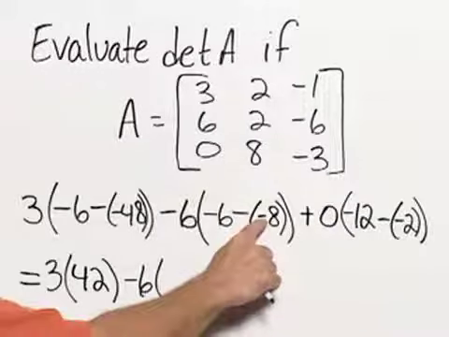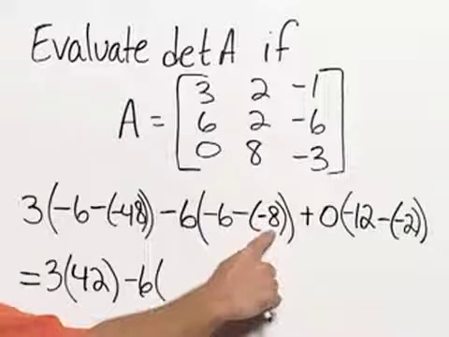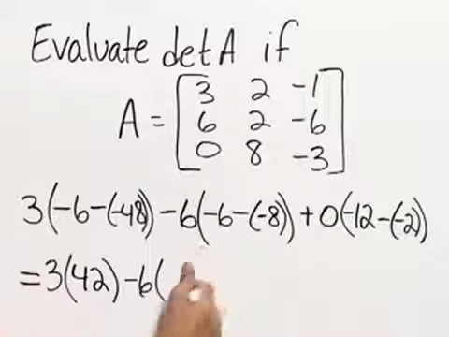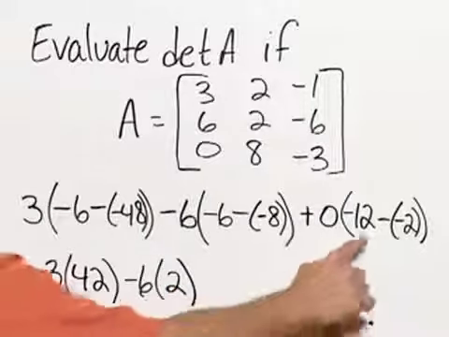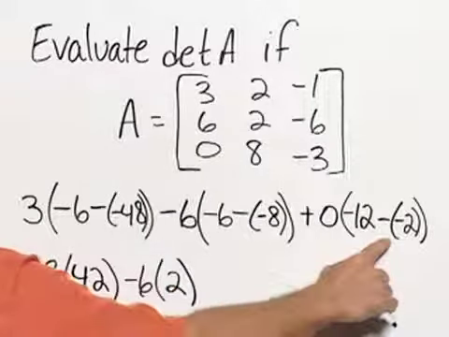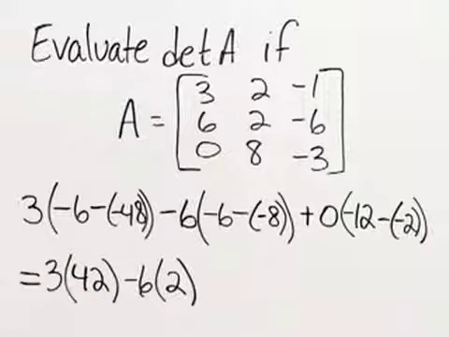Again, subtracting a negative is the same as adding a positive. So we have negative 6 plus 8, and that's 2. As we said, 0 times this expression will be 0. And so right now, all we have to do is evaluate this expression.